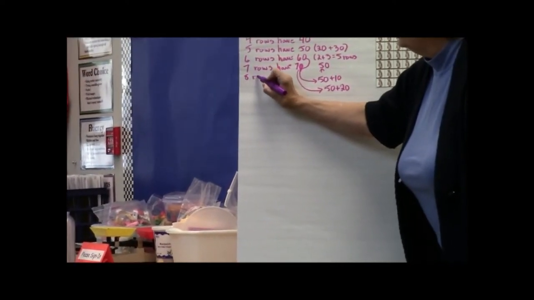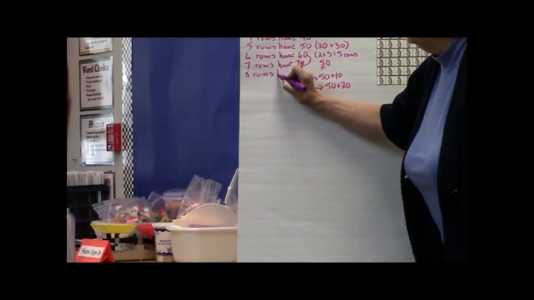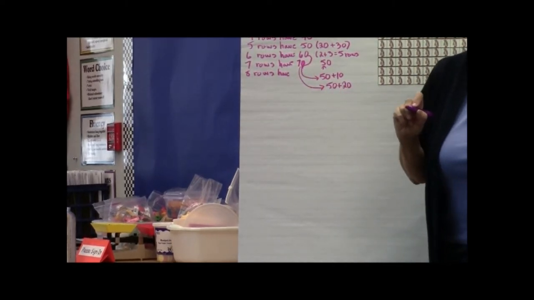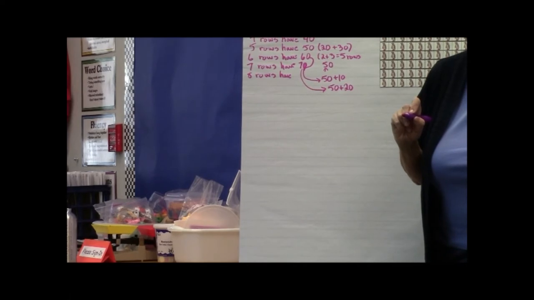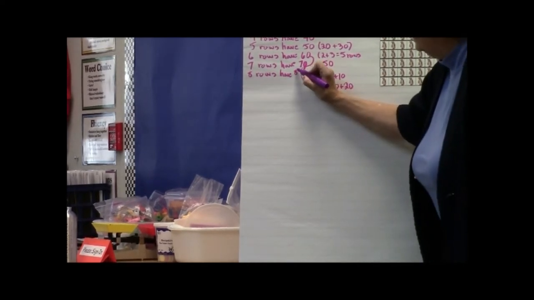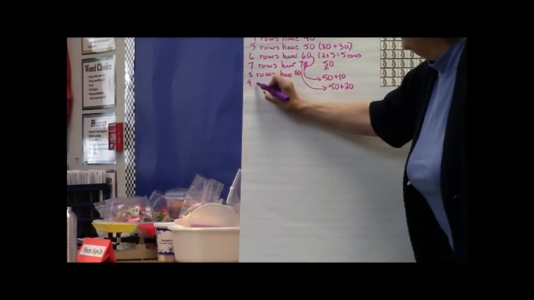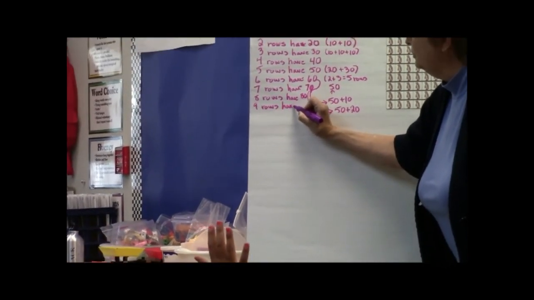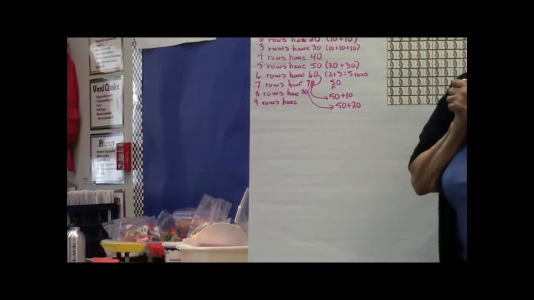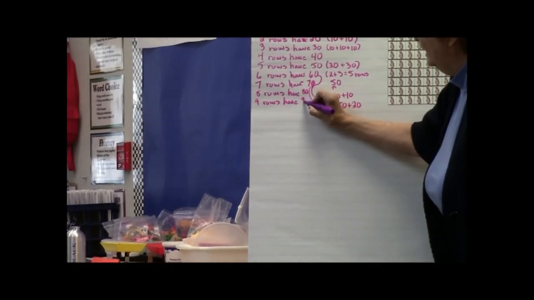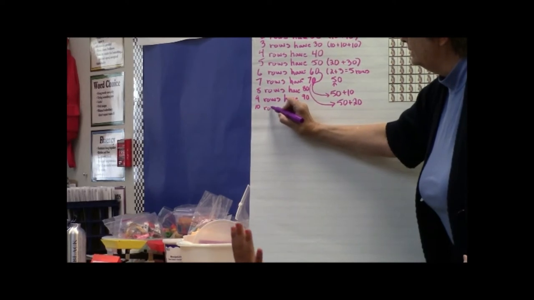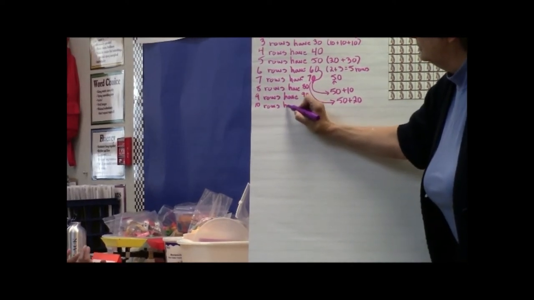So let's just speed this up a little bit. How many are in 8 rows? It's 80. 80. And how many are in 9 rows? How about if everybody says it together? 1, 2, 3. 90. And here might have been a little bit of a surprise. 10 rows.